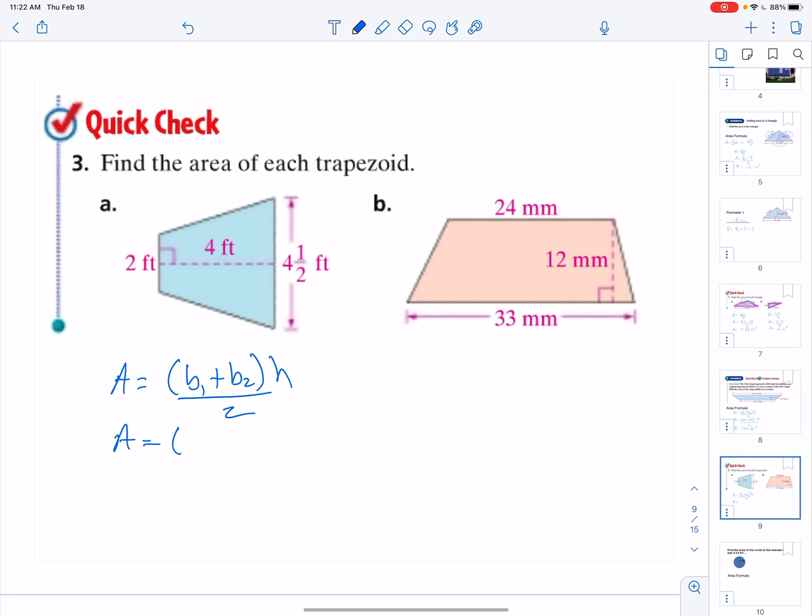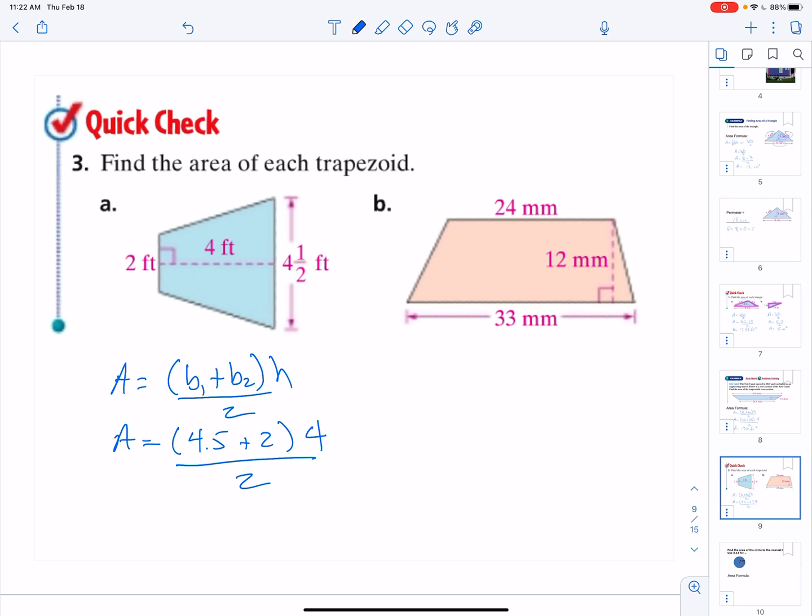Now, since that 4.5 is a fraction, I'm going to change that to 4.5, and then plus 2. Then I'm going to multiply by how tall it is, which is the distance between the two bases. In this case, it is 4, but you'll notice that that height is actually a horizontal distance. That's okay. And then we're going to divide that by 2.